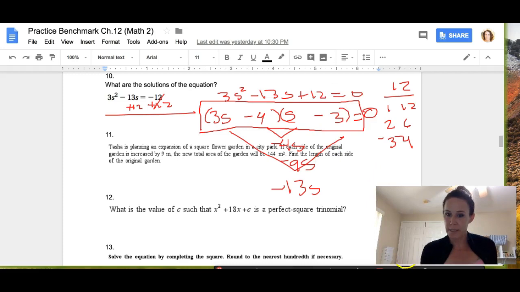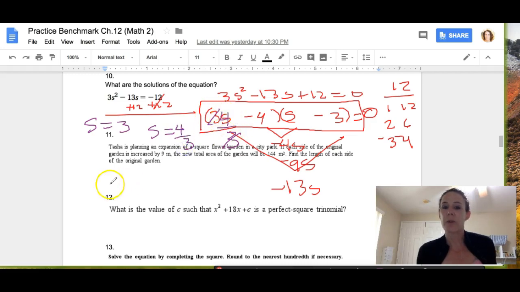Now this one's easy, and I'm going to do this in blue or purple. What makes this 0 if s were 3? If this were 3, 3 minus 3 is 0, and that would be a solution. So s equals 3. Now what makes this 0? A little harder. If this were 4 thirds, the 3's would cancel, and 4 minus 4 is 0. So I know if this was 4 thirds.